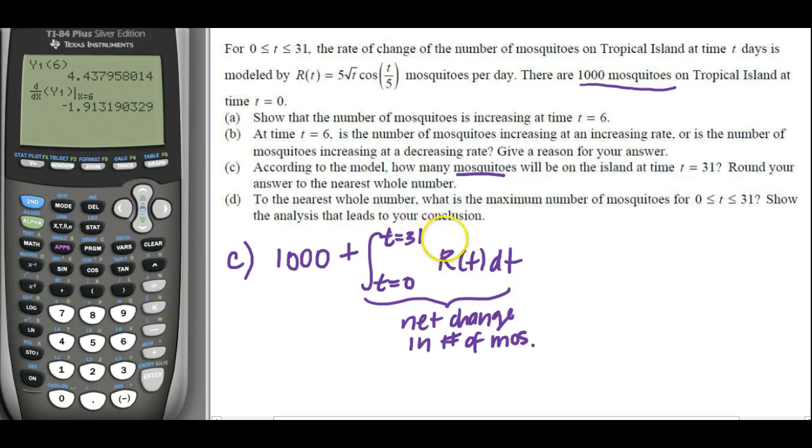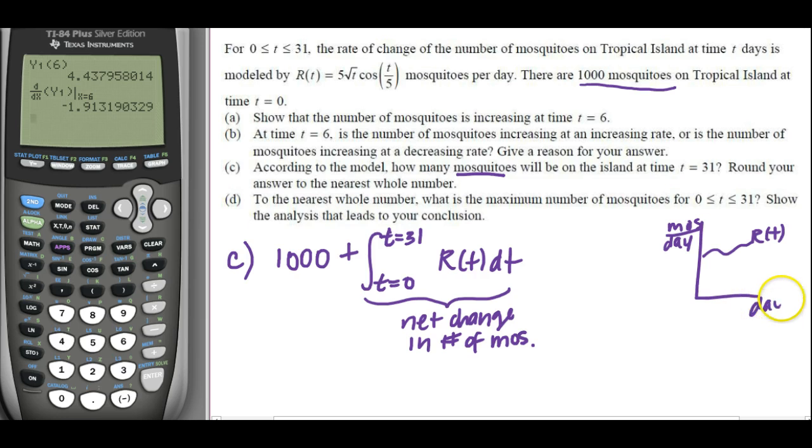And again, if you don't understand why just outright this represents the net change in the number of mosquitoes, we can always go back to units. So again, r of t is some generic function where the units of r of t are the rate, mosquitoes per day.